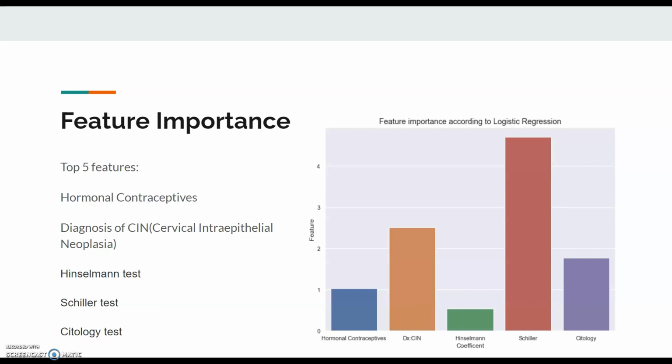So after the logistic regression, we wanted to see what features are important, right? And according to the logistic regression, these are the top 5 features: whether someone has used hormonal contraceptives, the diagnosis of cervical intraepithelial neoplasia, and the three tests performed prior to a biopsy, which are the Hinselmann test, the Schiller test, and the cytology test.